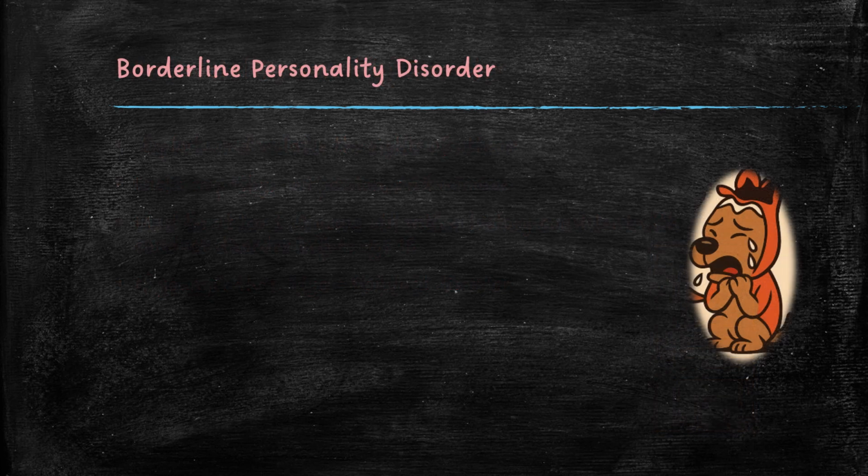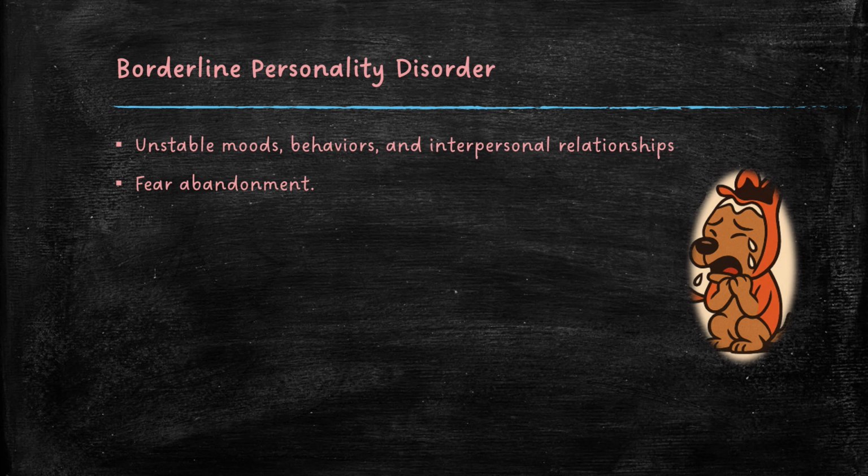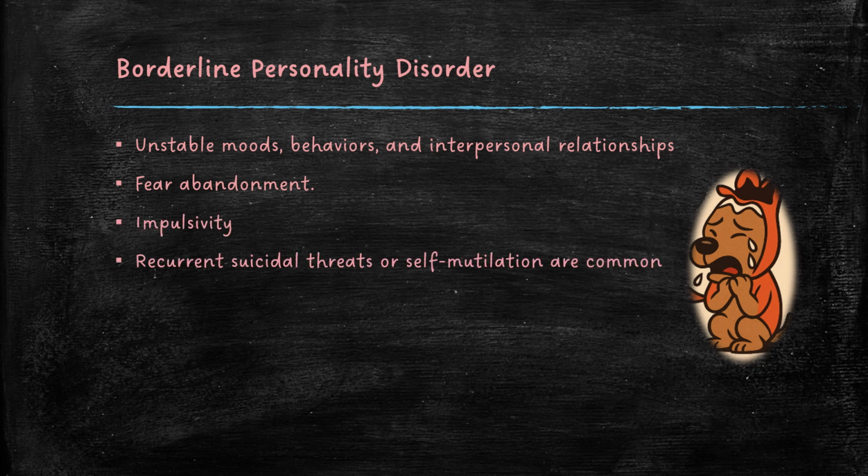Next, we have borderline personality disorder. Now, borderline personality disorder is going to be tested more than any other personality disorder, and this is because they are so unstable that they are frequently on the psych ward. So they have unstable moods, unstable behaviors, and unstable interpersonal relationships. They have this innate fear of abandonment and impulsivity, and they have recurrent suicidal threats or self-mutilation behavior, typically associated with this feeling of being abandoned.